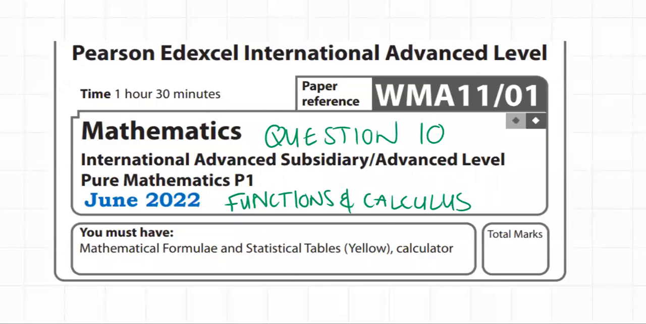This is the Pearson EDEXCEL IAL Mathematics, June 2022, Pure Math 1. Question 10 is the final question of the paper, and it deals with functions and calculus or cubic graphs. Right, let's get started.